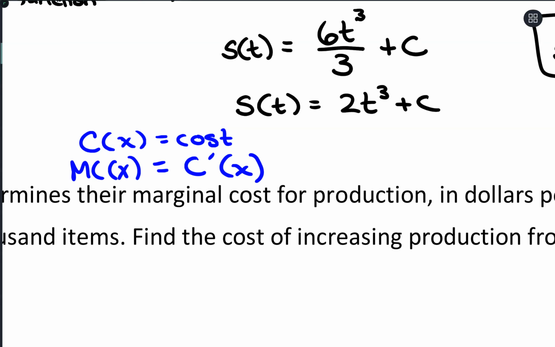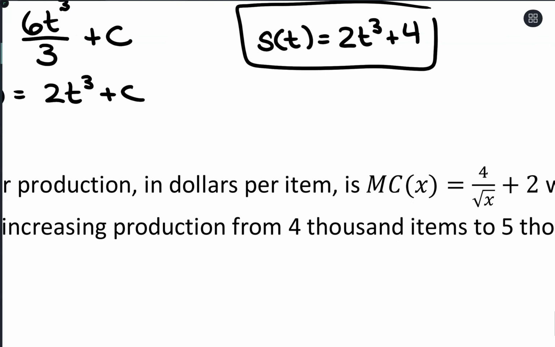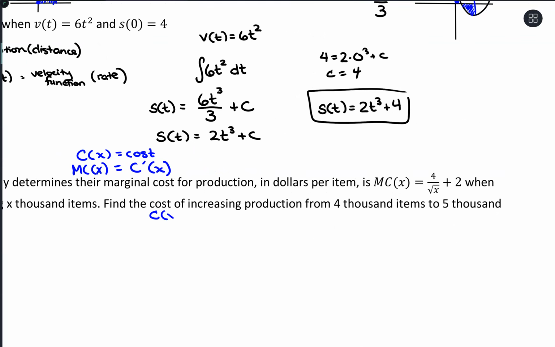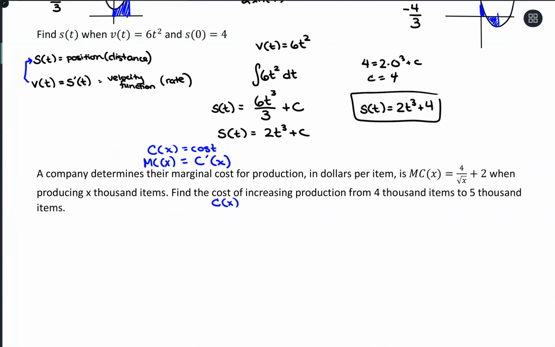So we have this relationship where we're given the derivative function, and what we want to do is find the cost. So now we want to find c of x of increasing production from 4,000 items to 5,000 items. So we want to see this cumulative change. So this is going to set up a definite integral for us because we want to look over a very specific interval. So what we're going to be doing here is we're going to find this specific cost. It's going to come from the antiderivative from 4 to 5 of our marginal cost function. So that 4 over the square root of x.